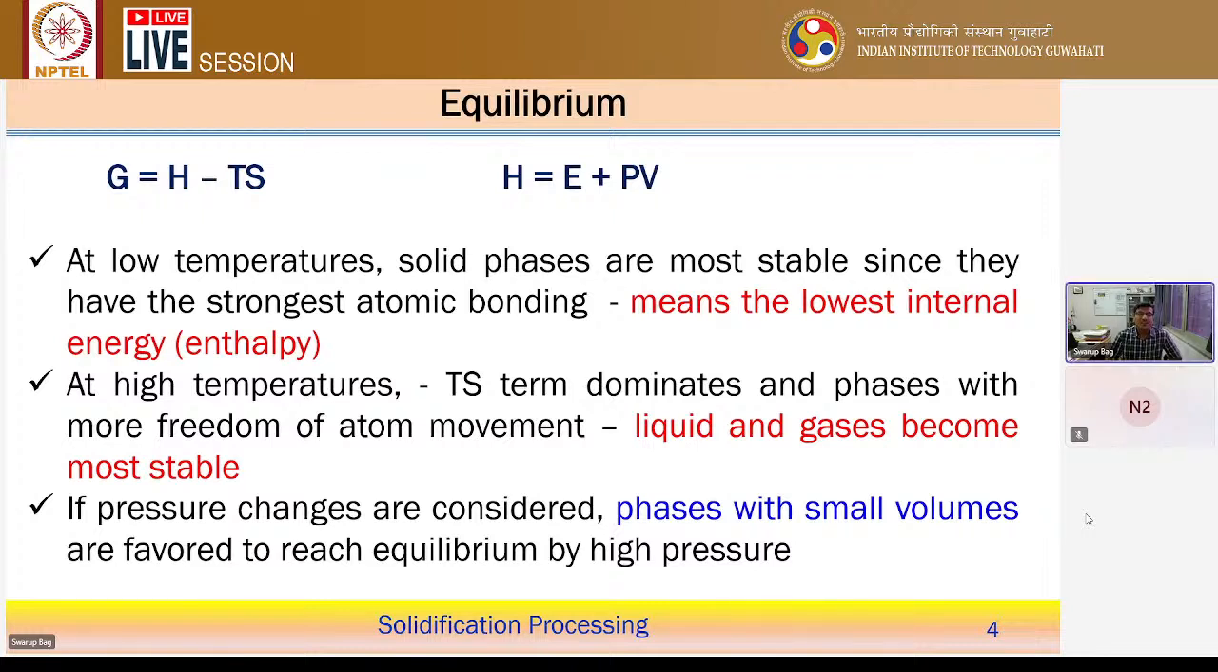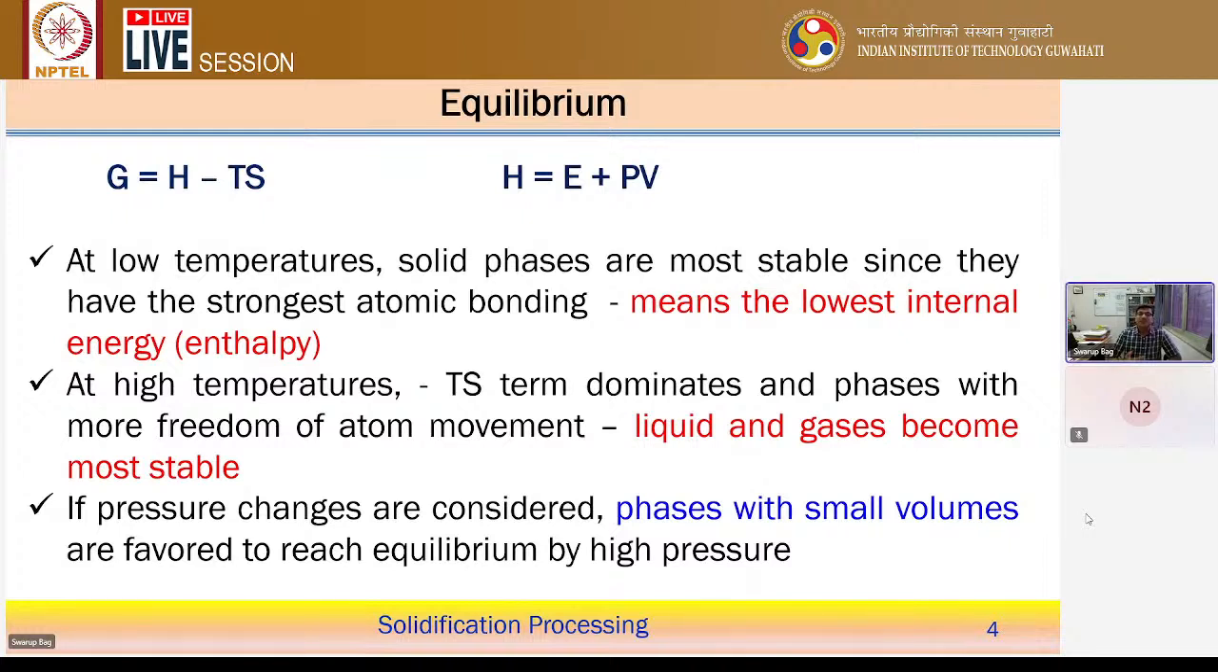Now you can see that at low temperature, solids are usually more stable because they have the strongest atomic bonding at low temperature. It means that the strongest atomic bonding, or solid phase, is stable. It means the lowest value of the internal energy, or I can say the enthalpy of the system, is the lowest in the case of the solid phase.